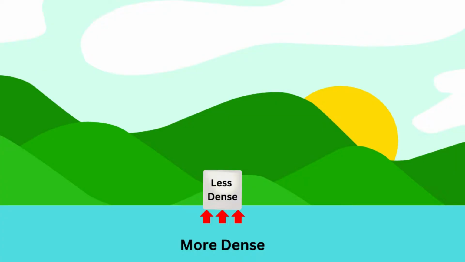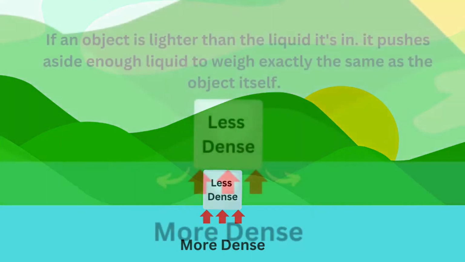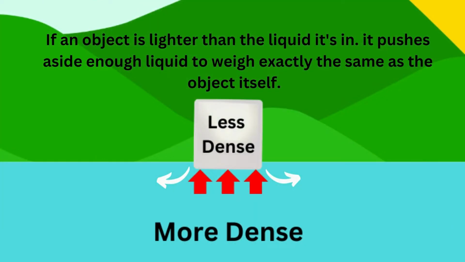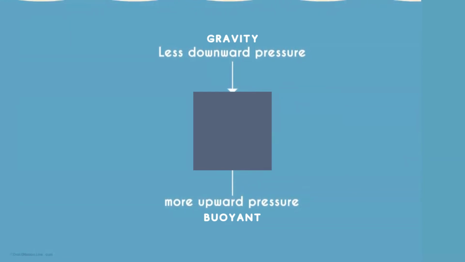The reason behind that: objects float because they are less dense than the fluid, liquid or gas they are in. Density is a measure of how much mass is packed into a certain volume. When an object is less dense than the fluid, it displaces the weight of the fluid that is equal to its own weight. The fluid exerts an upward buoyant force on the object, counteracting the downward force of gravity. This buoyant force allows the object to float.